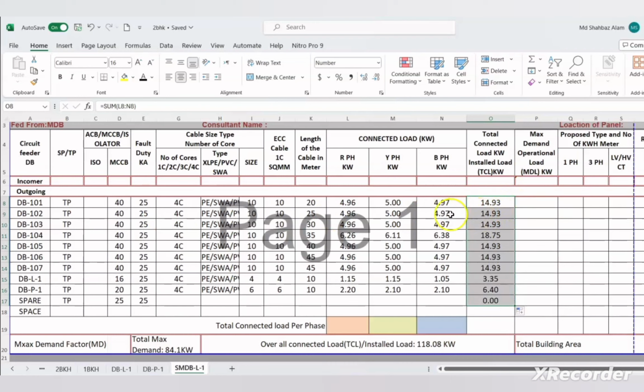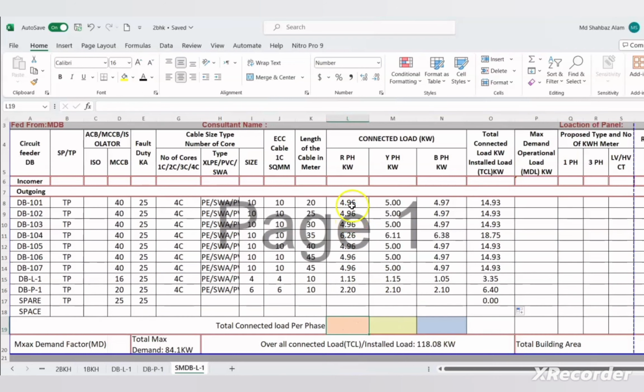So the load came for all DBs. Here you can see that the load on the flat DB 1 BHK is 14.93 kilowatt. For the 2 BHK is 18.73. For the light DB is 3.35 and for the power DB common area 6.40.